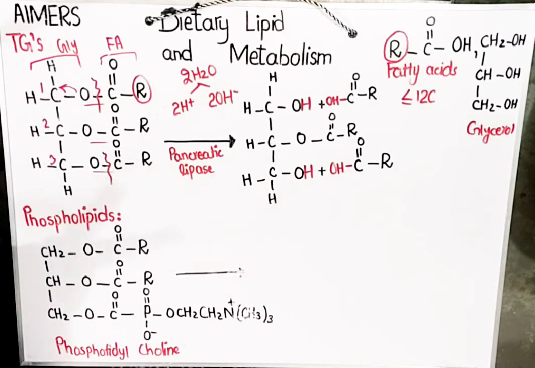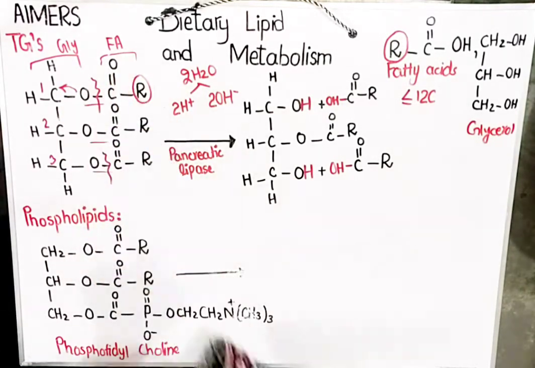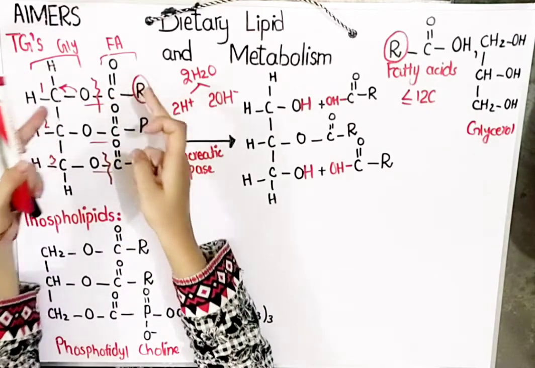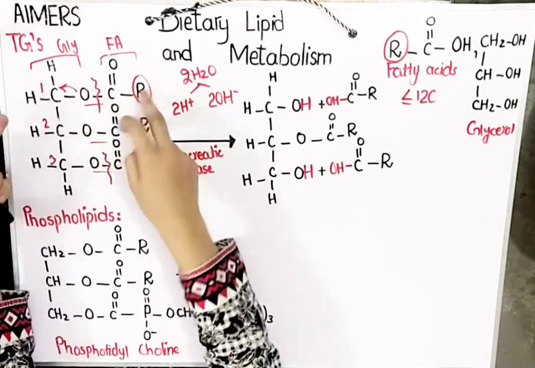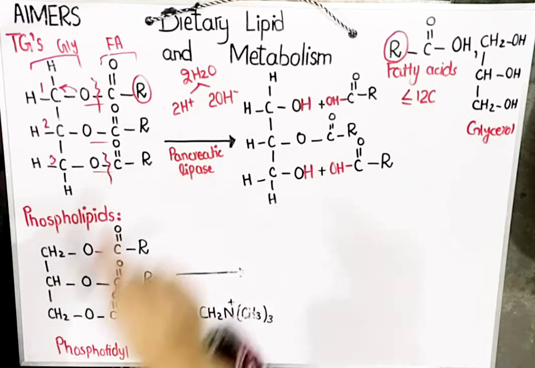Okay, now what happens is that we have to break an ester bond. The ester bond will be between the oxygen of glycerol and carbon of fatty acid. Okay, so this bond will be broken down, not this bond, not this bond, not this bond, only this central bond will be broken down. Pancreatic lipase preferably acts on carbon number 1 and carbon number 3, so carbon number 2 will remain intact. The process will occur in the presence of water molecule.